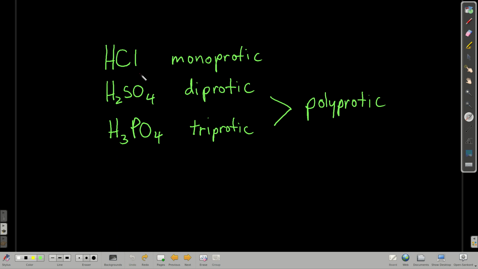Now, an acid can be either monoprotic, which means it has one acidic proton, like for instance hydrochloric acid. Diprotic, it has 2 acidic protons, like sulfuric acid. It could be triprotic, like phosphoric acid with 3 acidic protons. If it has more than one acidic proton, we can also call it polyprotic. So just some definitions for you.